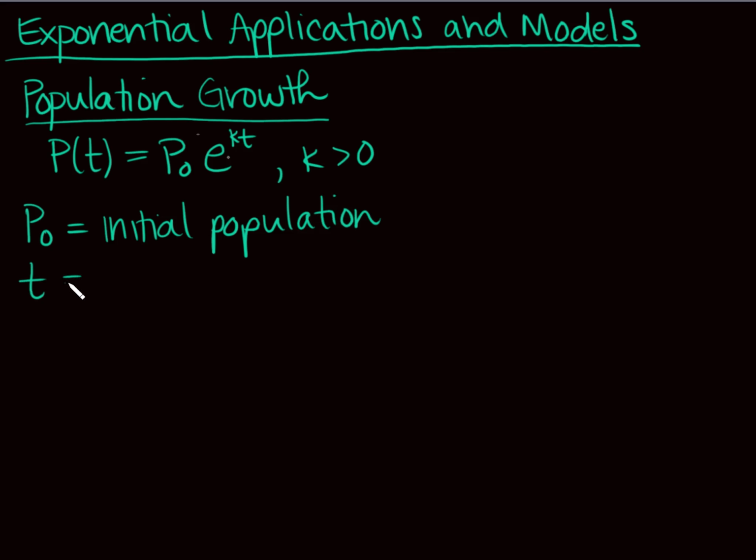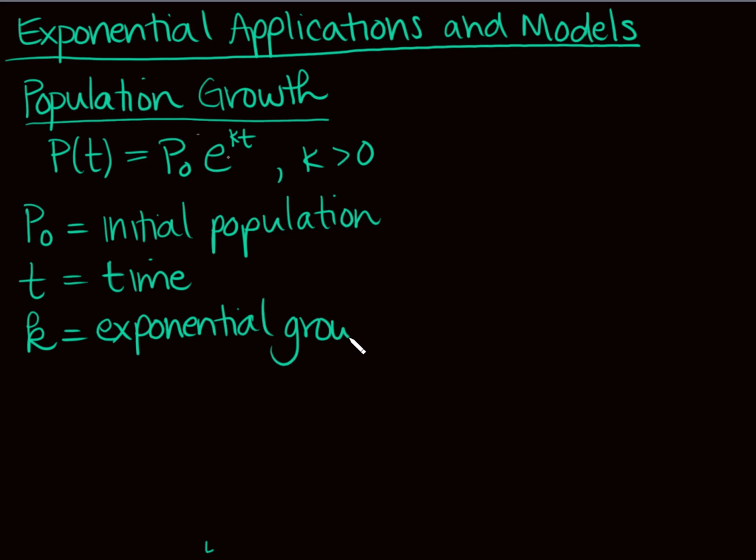Okay, so clearly t is time, right? If I asked you what was the initial population of humans, you'd be like, well, it was 0. So I'm not going to start off at 0. We're going to look at an example with the population of Wyoming, and I'm going to start with the year 2000. So that's my initial population at time 0, whatever we define time 0 to be, okay? And then k is what we call the exponential growth rate. Again, this is a rate.